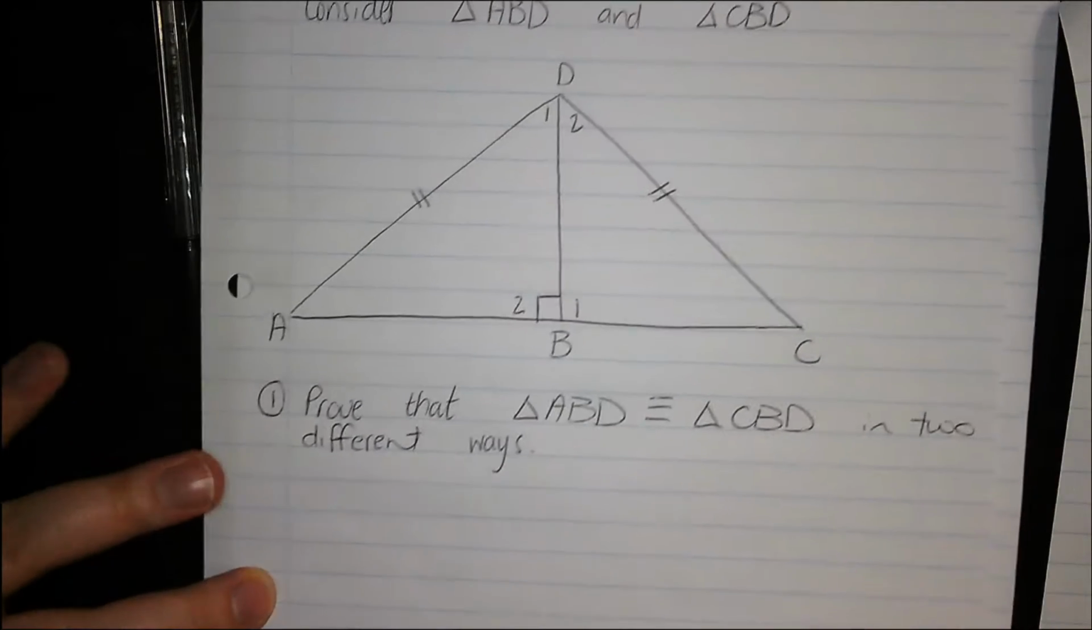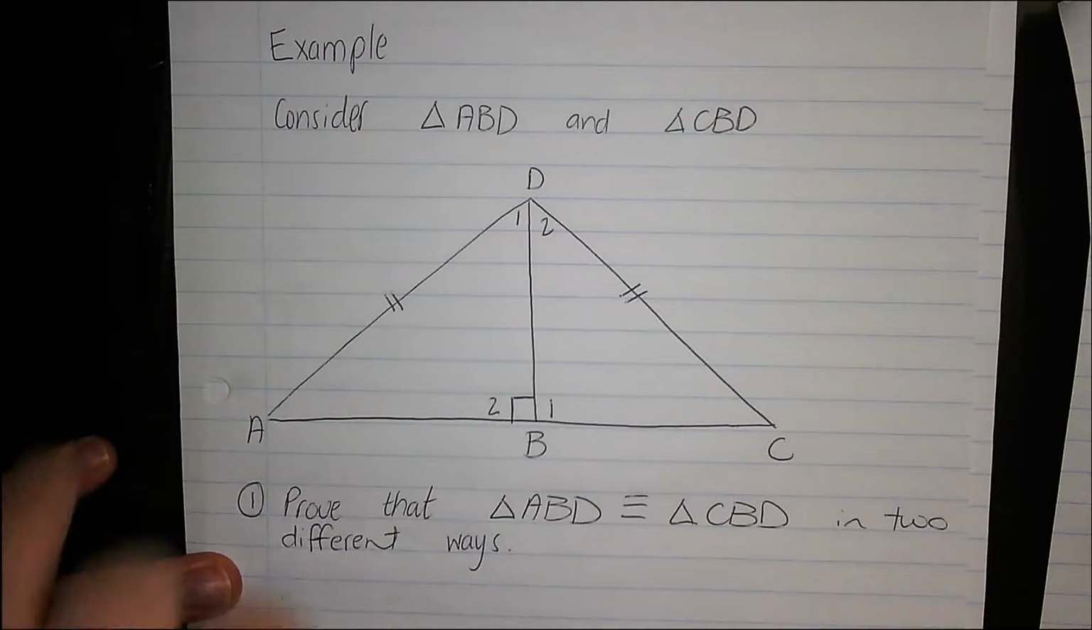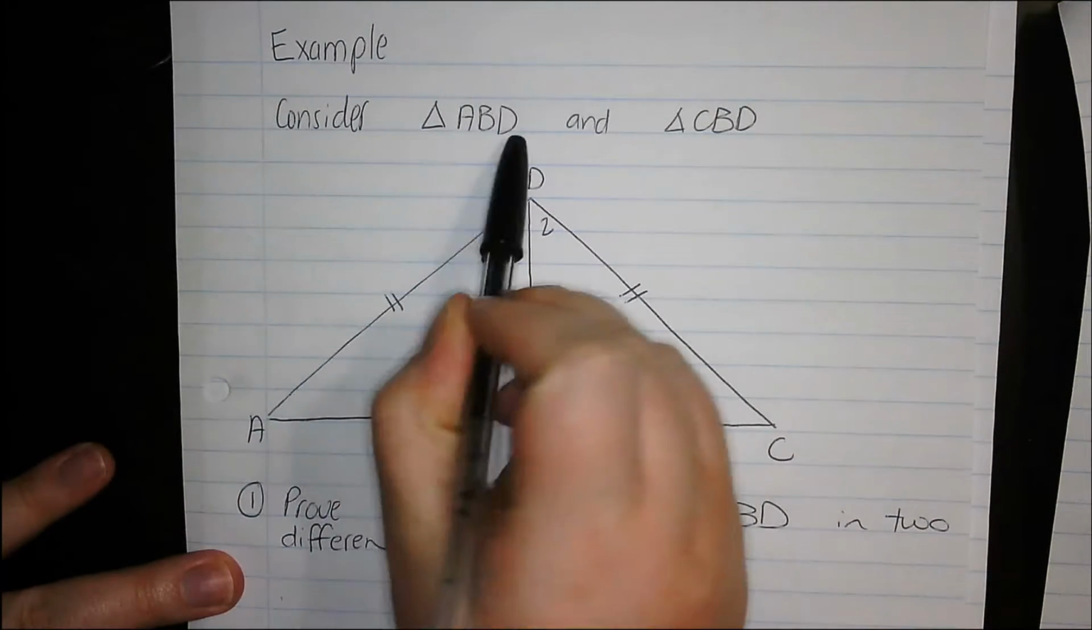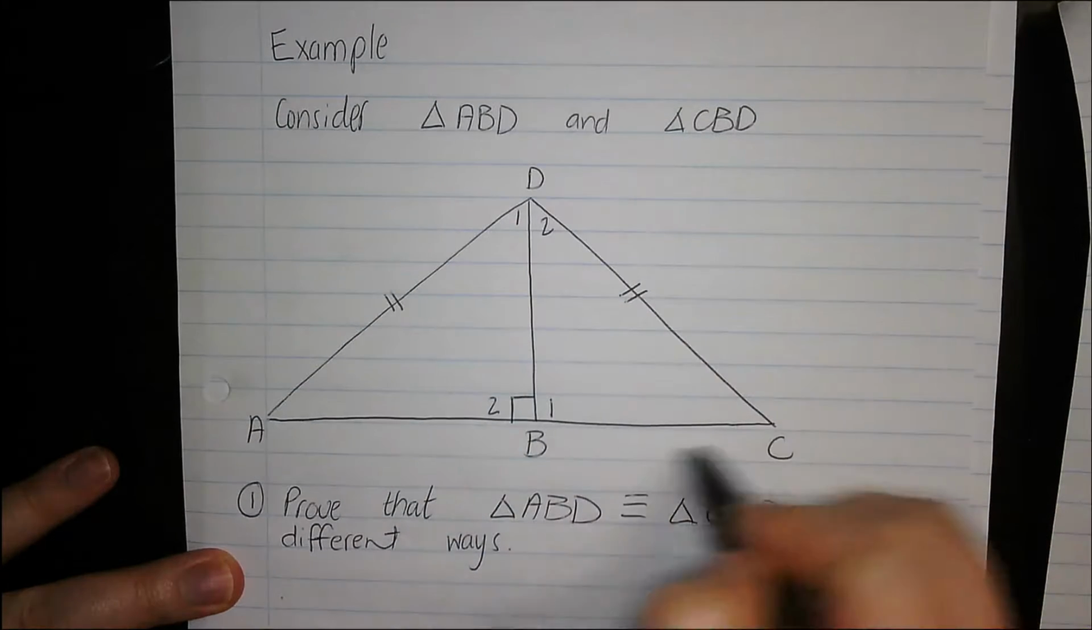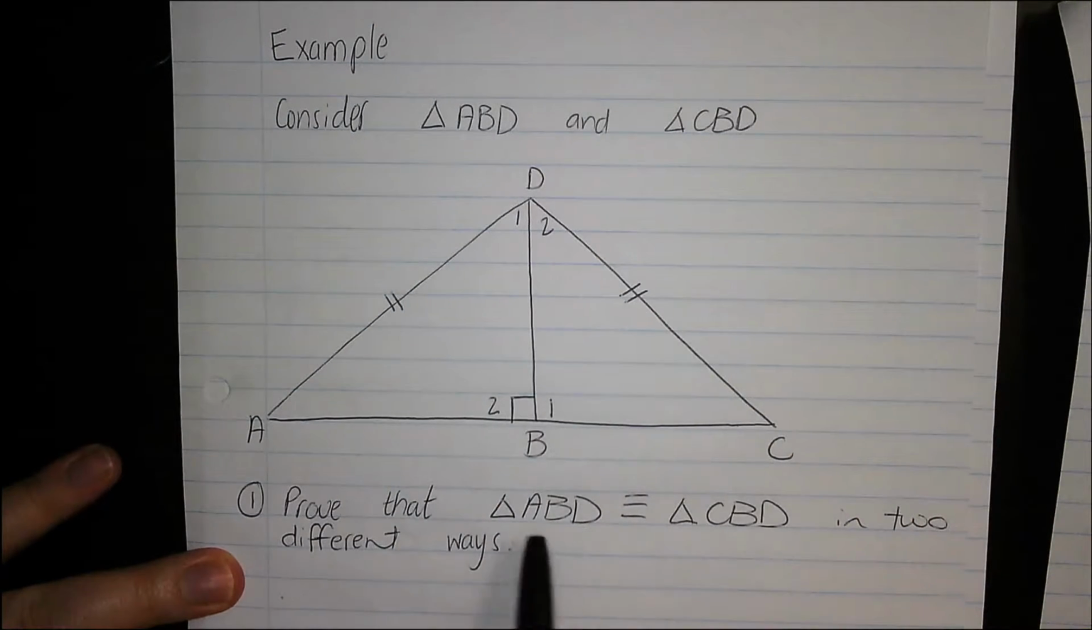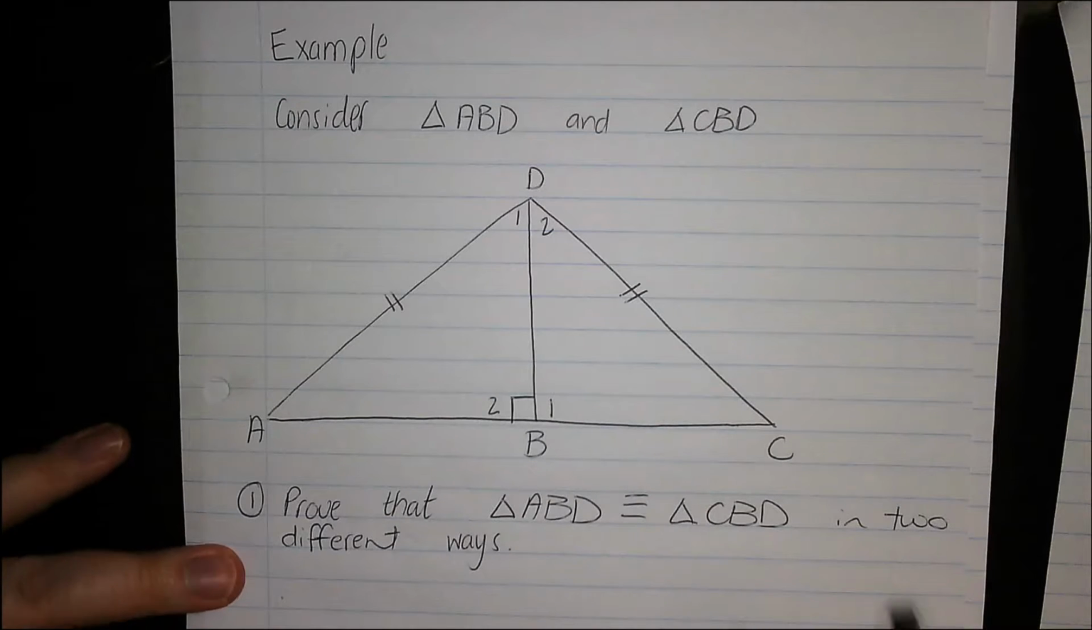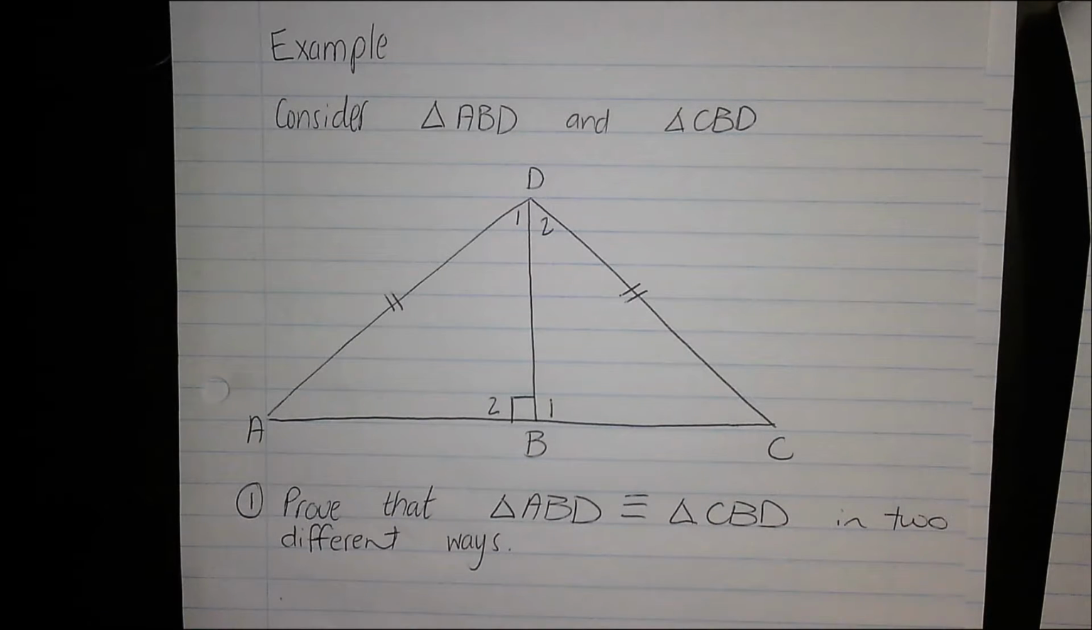This example says, consider triangle ABD and triangle CBD. Prove that triangle ABD is congruent to triangle CBD in two different ways. All right, now this can be quite difficult to do if you're unsure how to start.